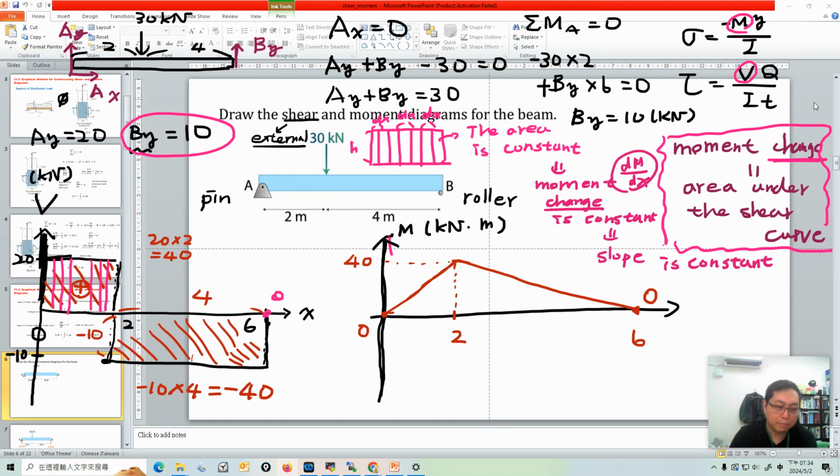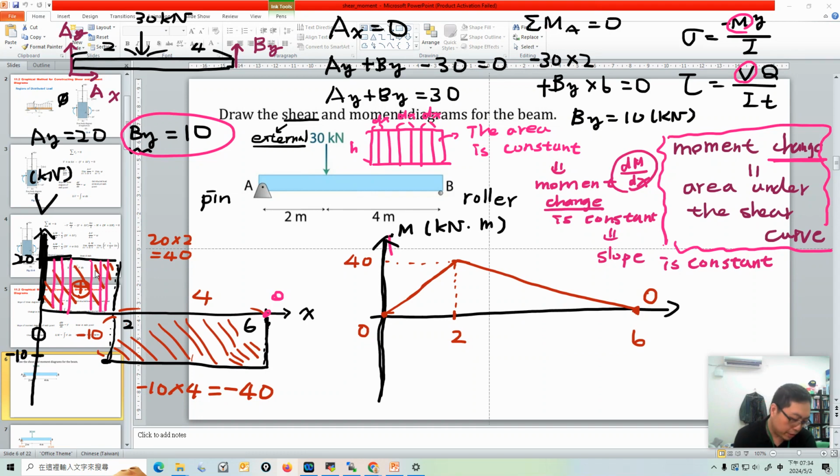So bear this in mind: the moment change equals the area under the shear curve. And when you draw the shear curve, you only have to consider the reaction forces you calculate and the external forces in the system. That's it. It's not that difficult, but you have to get used to this.